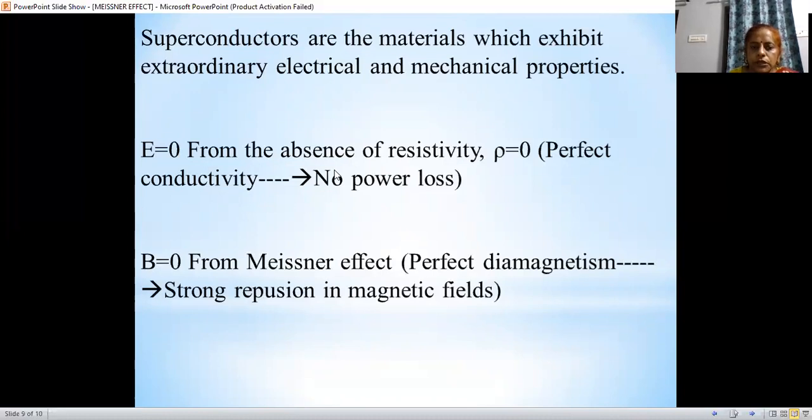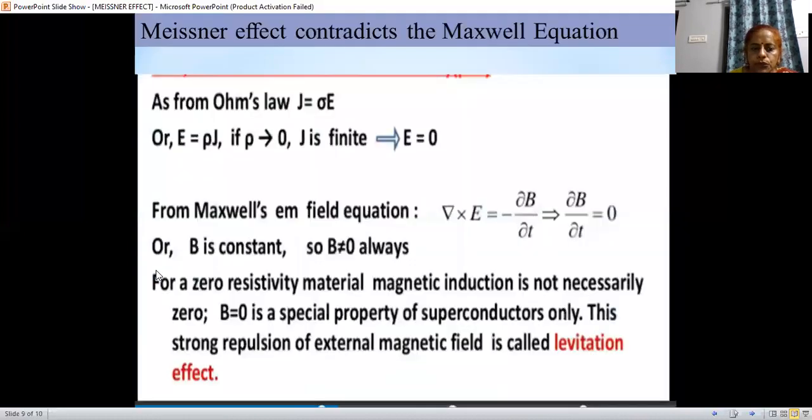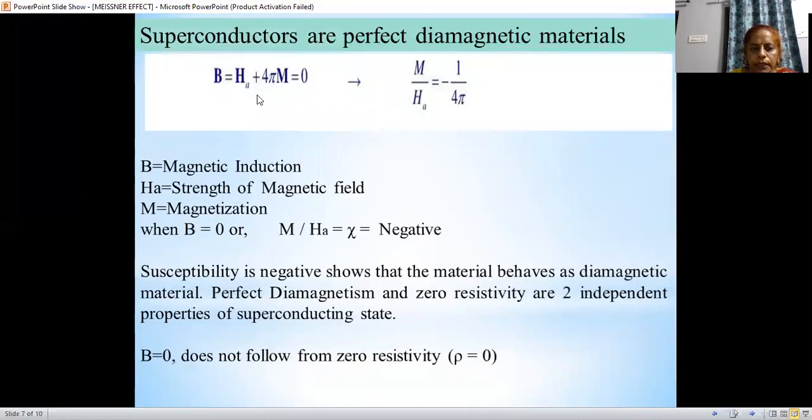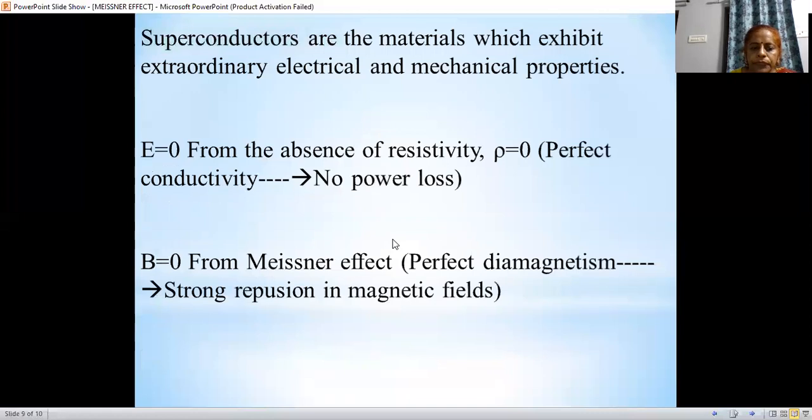The other feature we have derived from the Meissner effect is that B is 0. Using B to be 0, we have shown that susceptibility is negative. That means the materials are diamagnetic in nature. So from B equal to 0, we have concluded perfect diamagnetism in superconductors, which leads to strong repulsion of the magnetic field.